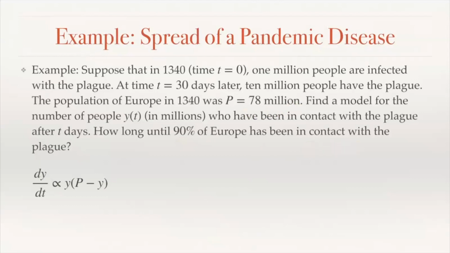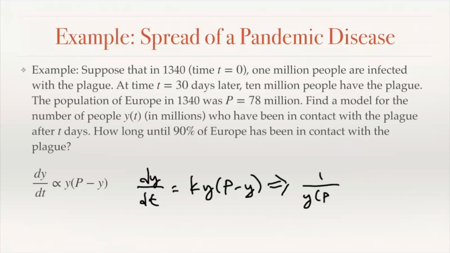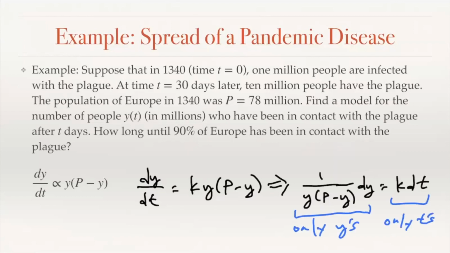So first we need to solve the general differential equation. We know that that differential equation is dy/dt is k times y times (p minus y). And separating variables, that means that 1 over y times (p minus y) dy is k dt. And remember, as always, that you need to make sure the variables are completely separated, and here they are. And in this case, p was 78. So let's just write that as 78 and solve.